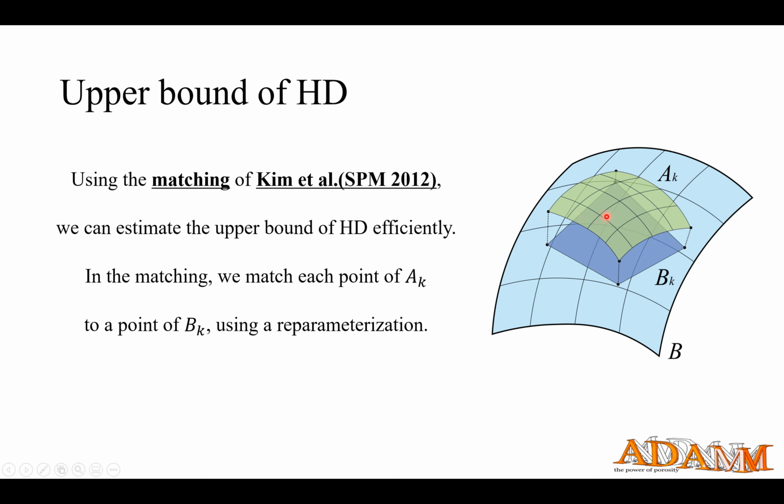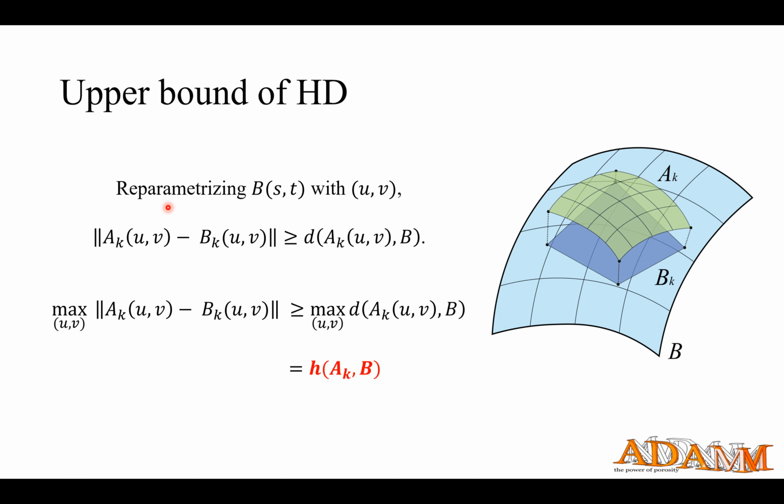We compute the upper bound by a matching technique. We match a point on A_k to a point on B_k using a simple reparameterization technique. If we reparameterize B_s,t, we can see that the maximum distance between the matching points is the upper bound of the one-sided HD from A_k to B. We uniformly sampled these matching points and added approximation error to estimate the maximum value.